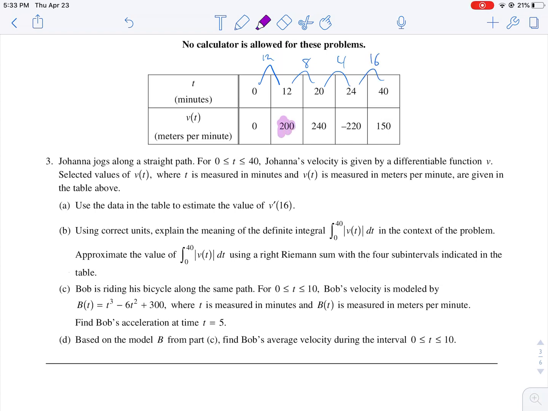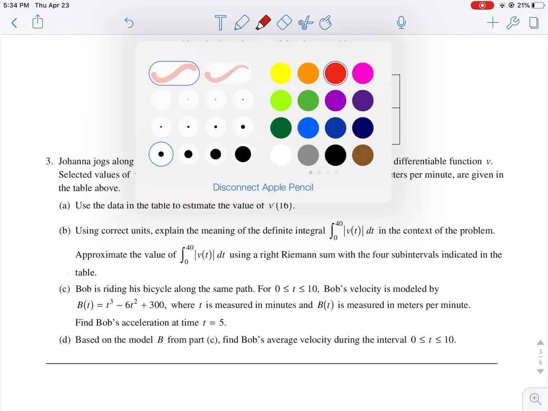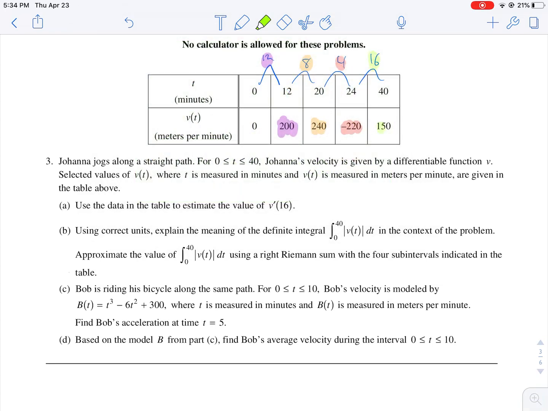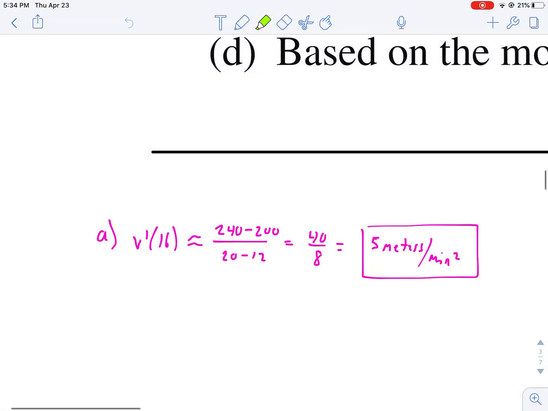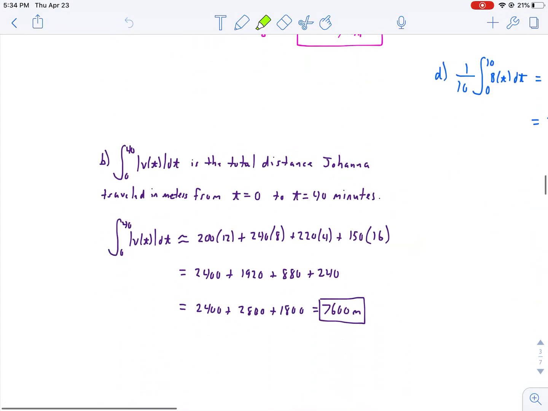Using a right Riemann sum, this would be the right height for the first interval, this one, and then we use this interval length, which is your base length. So 8 times 240, and then 4 times negative 220, although that's going to be positive because we're doing absolute value for total distance traveled, and then 16 times 150. If you're having trouble seeing that from a data table, just plot all those points and actually draw the rectangles, and I think you'll see. But here is the work for that. Kind of some big numbers without a calculator, but things you have to do nonetheless.